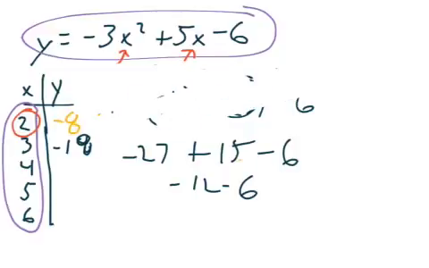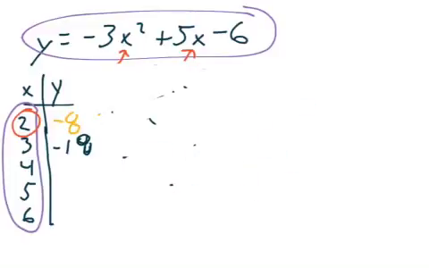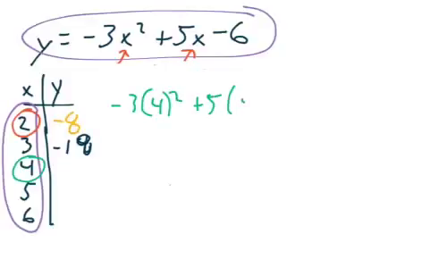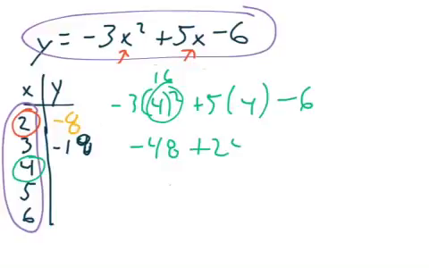Okay, so let's try the next value, 4 here. Again, I'm just going to keep erasing as I do each one. So if you want to see my work, unfortunately, you're going to have to rewind or pause it each time. So let's try 4 in green here. I'm going to do -3 times 4 squared plus 5 times 4. Again, I'm plugging in 4 for x. So you can see right here I'm going to get 16. And 16 times -3 is -48. 5 times 4 is 20. 20 minus 6. So I get -28 minus 6, which is -34.